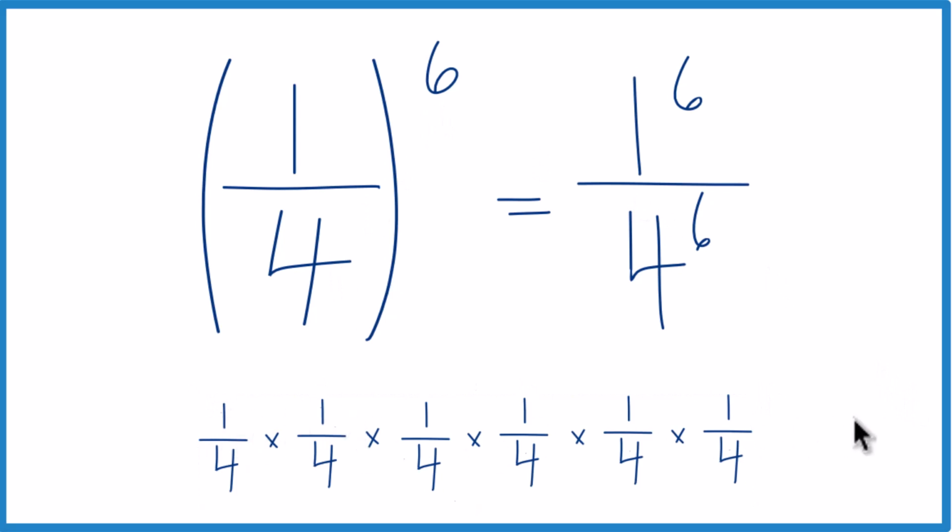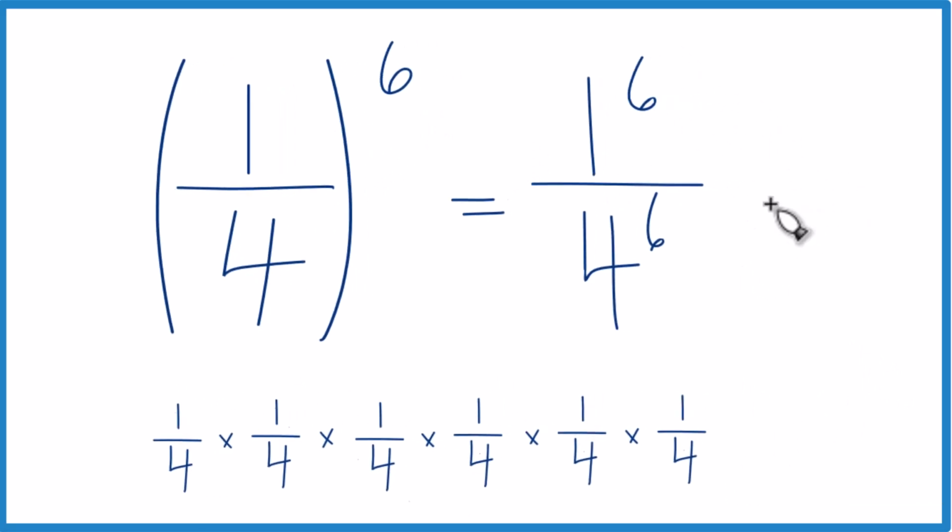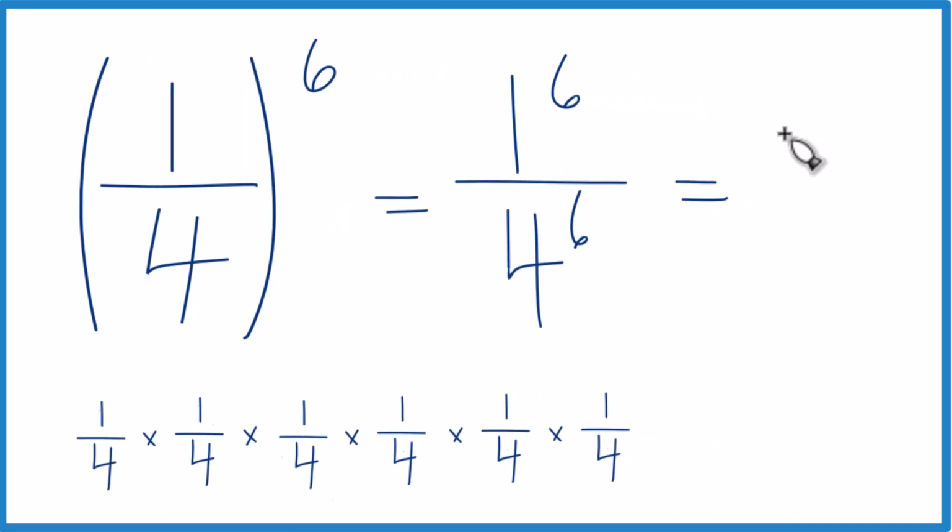So 1 times 1 and so on. That's just going to give us 1 to the 6th, and 1 to the 6th power is just 1 times 1 like that. We'll just call that 1. And 4 to the 6th. So 4 times 4 times 4 times 4 times 4 times 4. That's 4 to the 6th.